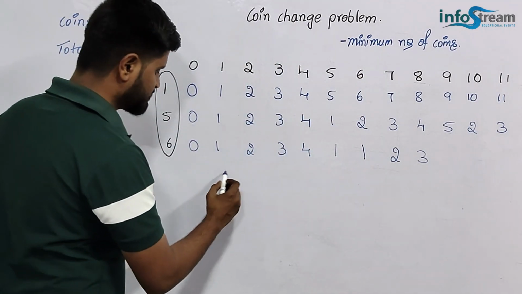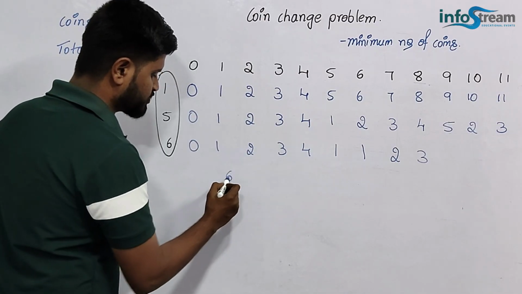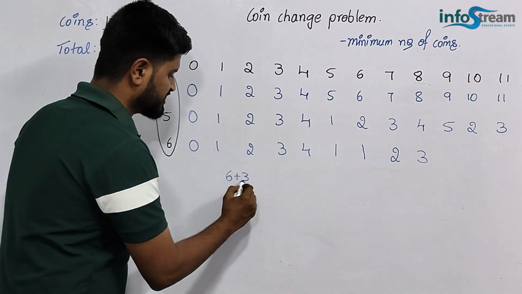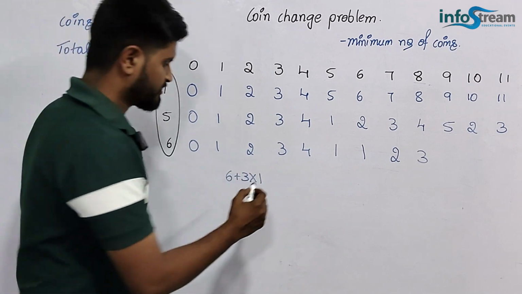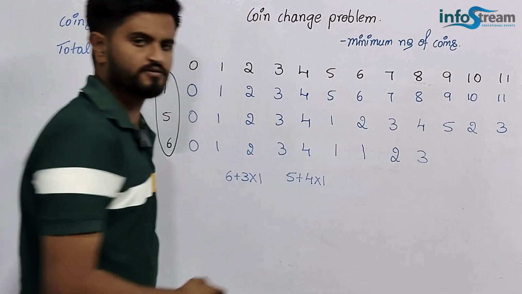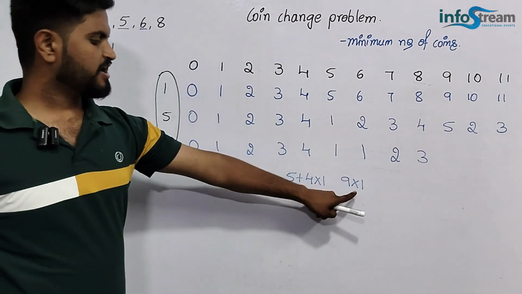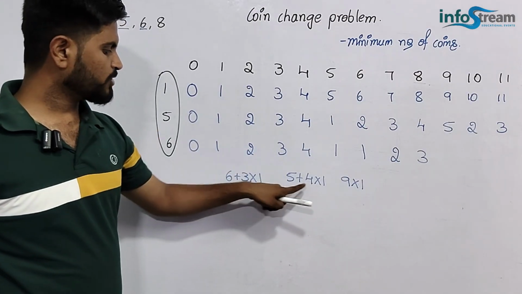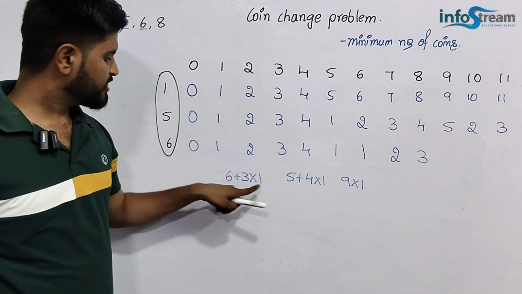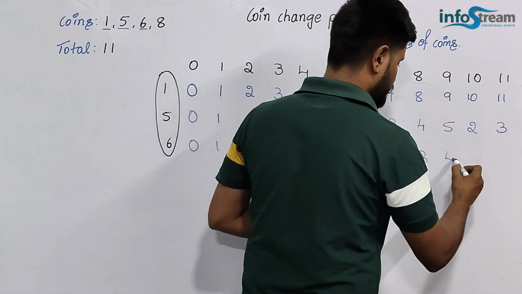Next I must give 9 rupees as the change. So for 9 rupees I can give 1 6 rupee coin with 3 1 rupee coins, or I can give 1 5 rupee coin with 4 1 rupee coins, or 9 1 rupee coins. Here 9 coins, here 4 plus 1, that is 5 coins, here 3 plus 1, 4 coins. So the minimum number is 4.